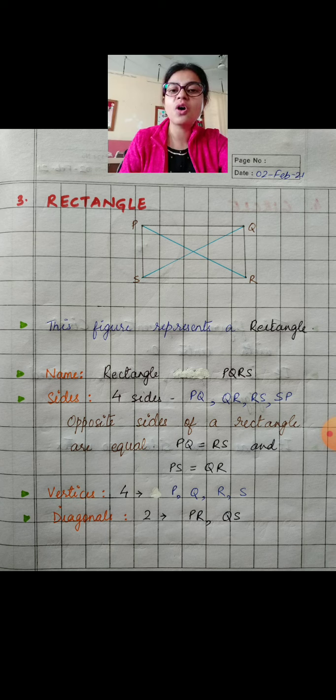So, it has 2 long sides and 2 short sides. The 2 long and equal sides are PQ and RS. So, PQ equals to RS. And the 2 shorter sides are PS equals to QR. Next, we have the vertices. It has 4 vertices. P, Q, R, S. It also has 2 diagonals, just like a square, because this also has 4 corners. So 2 lines connect the opposite corners, which are PR and QS.